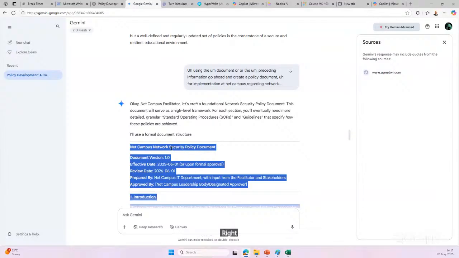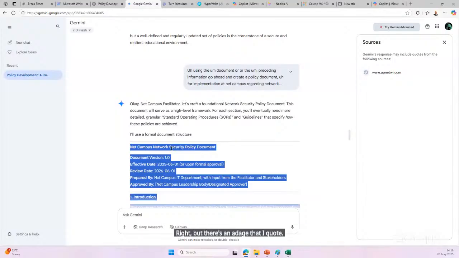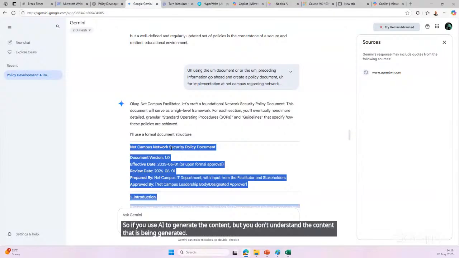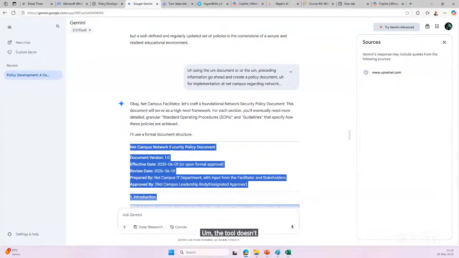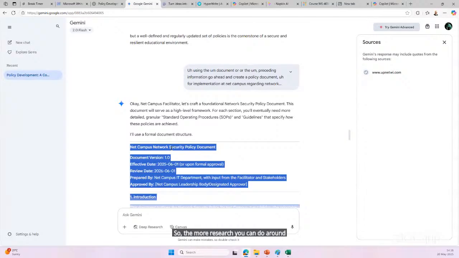Right. The spade is just the instrument. The spade is just the tool. Right. And there's an adage that I always quote to people. And for me, AI is just a tool. But there's an adage that I quote: a fool with a tool is still a fool. So if you use AI to generate the content, but you don't understand the content that is being generated, the tool doesn't make you smarter. Okay. As a matter of fact, the tool highlights your own inadequacies. So the more research you can do around the topic, the better it is going to be for you.